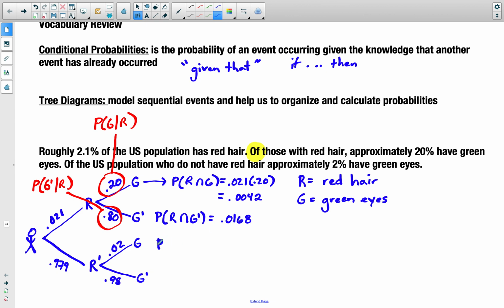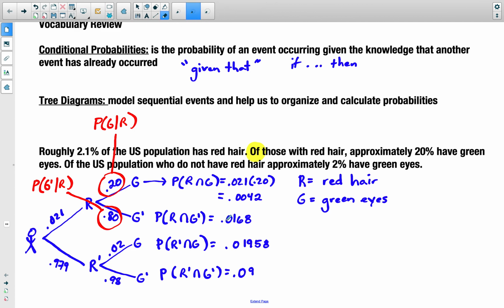And I'm going to find the probability that someone does not have red hair and has green eyes. And that's going to be 0.979 times 0.02, which is 0.01958. And then I'm going to find the probability that someone does not have red hair and does not have green eyes. And that's going to be 0.95942. Now these should all add up to 100, or 1.0.